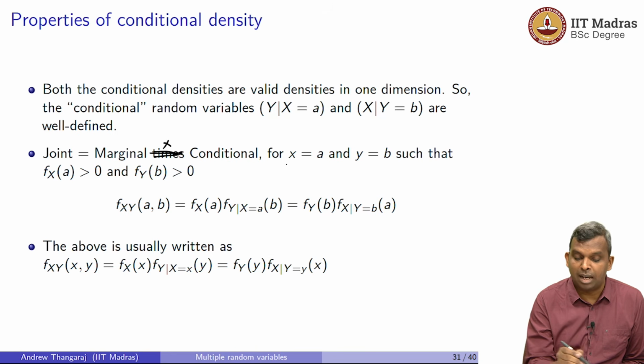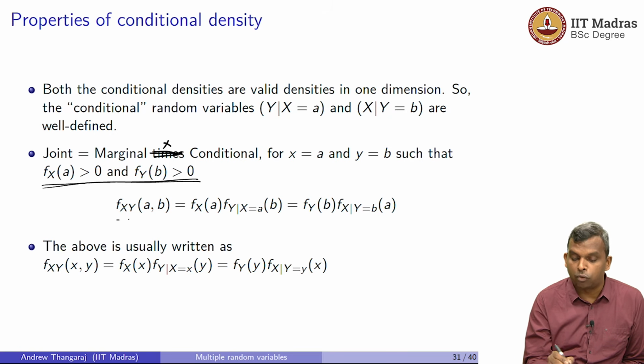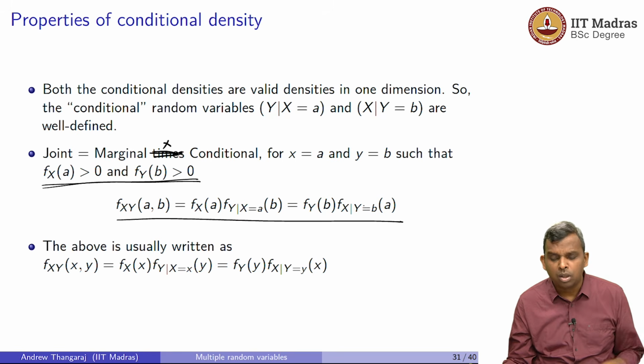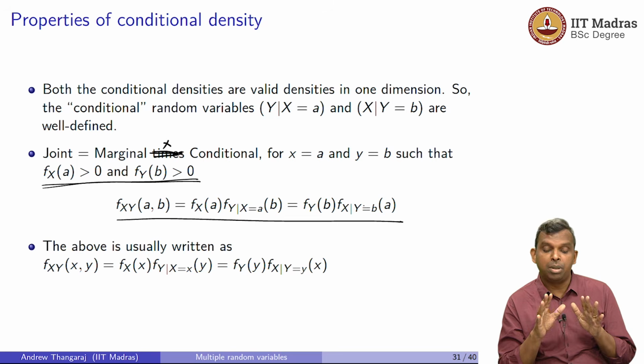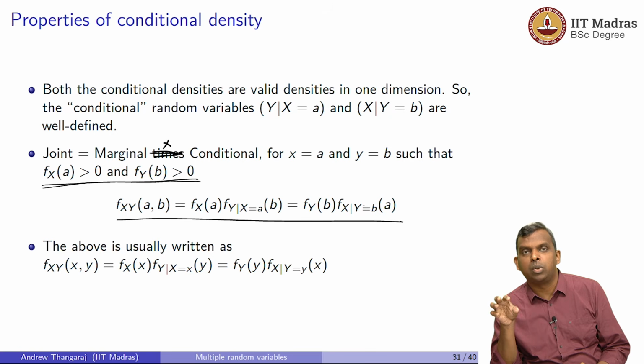Whenever the marginal densities are non-zero at the point, you can write down this wonderful little formula. The joint density fXY of A comma B is the marginal at A multiplied by the conditional of y given x equal to A at B. You can also take the marginal density of y and multiply by the conditional density of x given y. So you see how these properties which were satisfied by probability are similar. This is like the intersection property: the probability that x equals a comma y equals b.